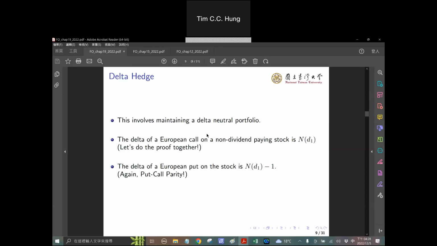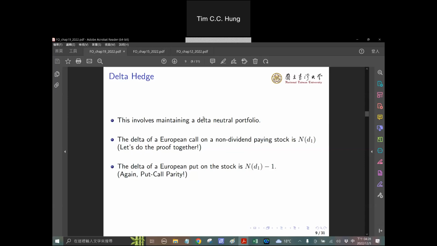Okay, so in the exam, don't worry too much about the derivations, but be very clear to remember these conclusions: the delta of a European call option happens to be N of d1, and the delta of a put option happens to be N of d1 minus 1.